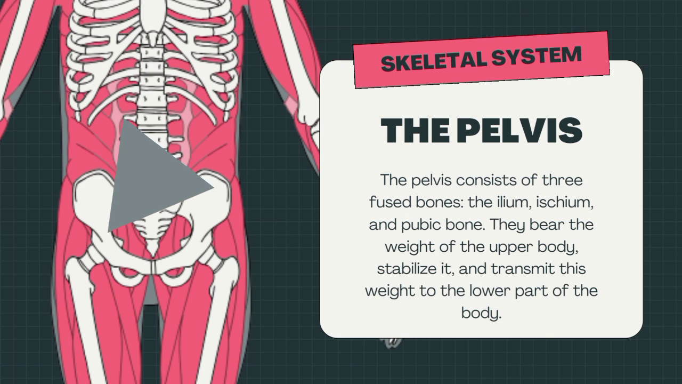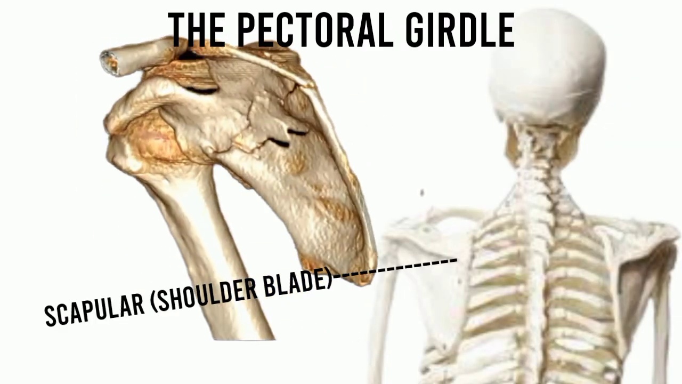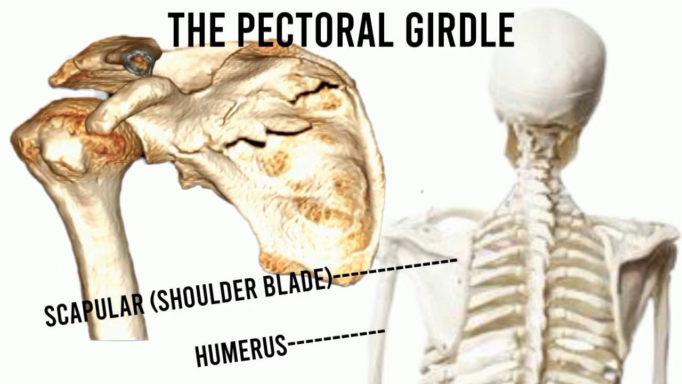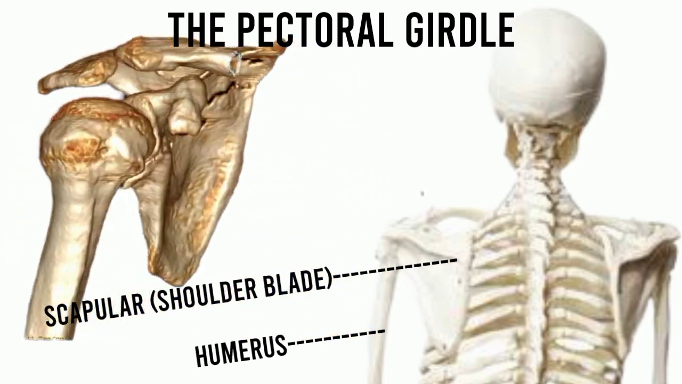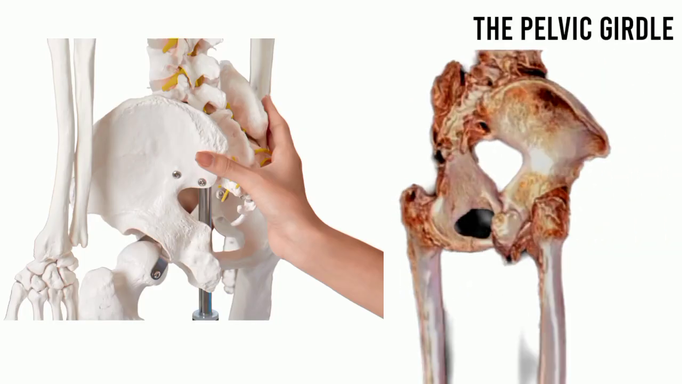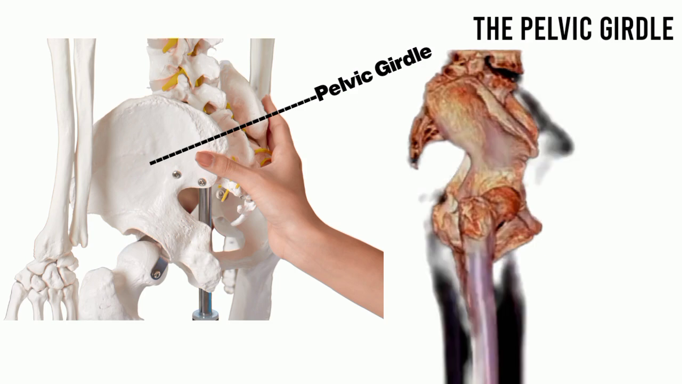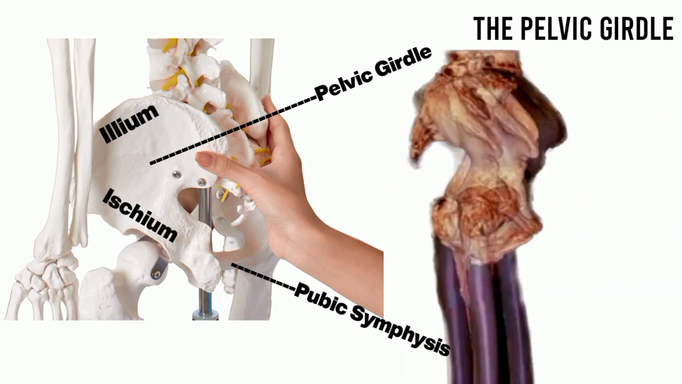It also helps to protect the reproductive organs of the body and serves as attachment for the long bone of the leg. Let's look at the vivid view of these different types of bone. Up here is the pectoral girdle with the attachment of the long bone of the hand called the humerus, the flat bone, the shoulder blade. Here is the pelvic or the waist girdle showing the ischium, ilium, and the pubic symphysis.